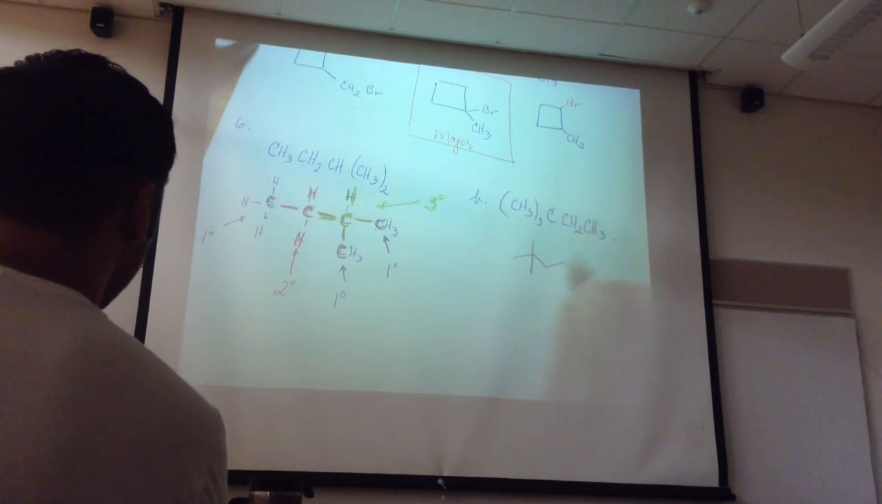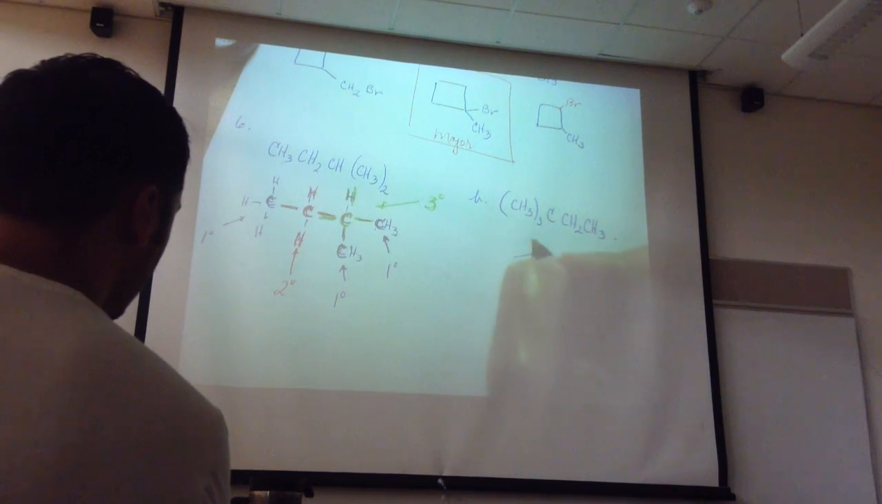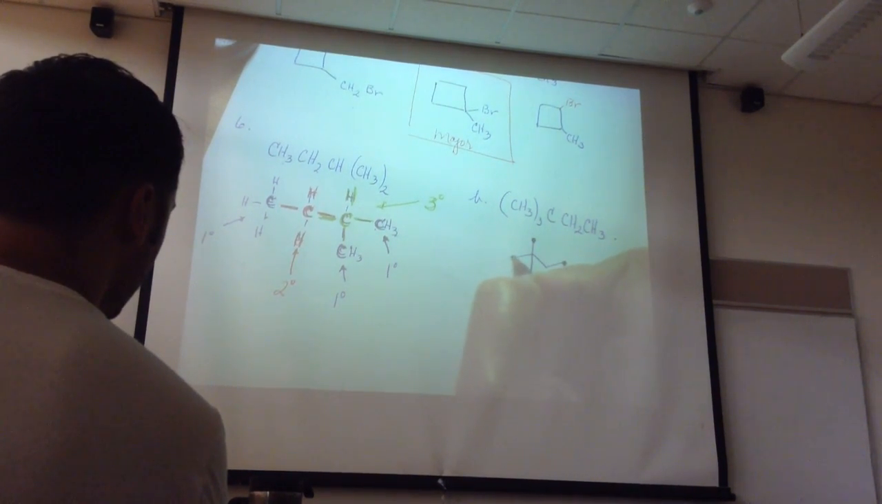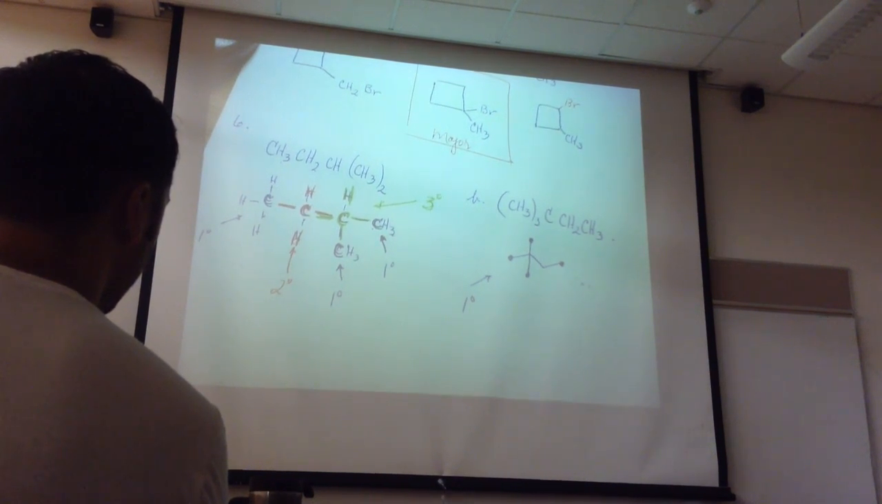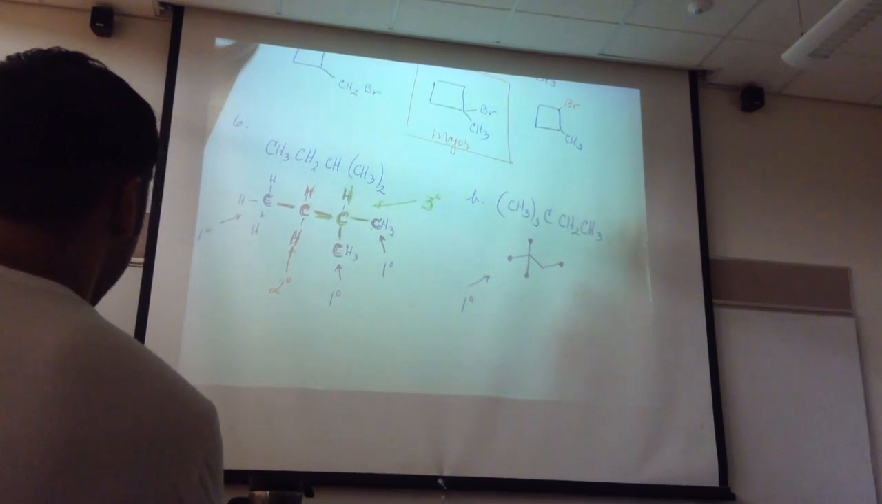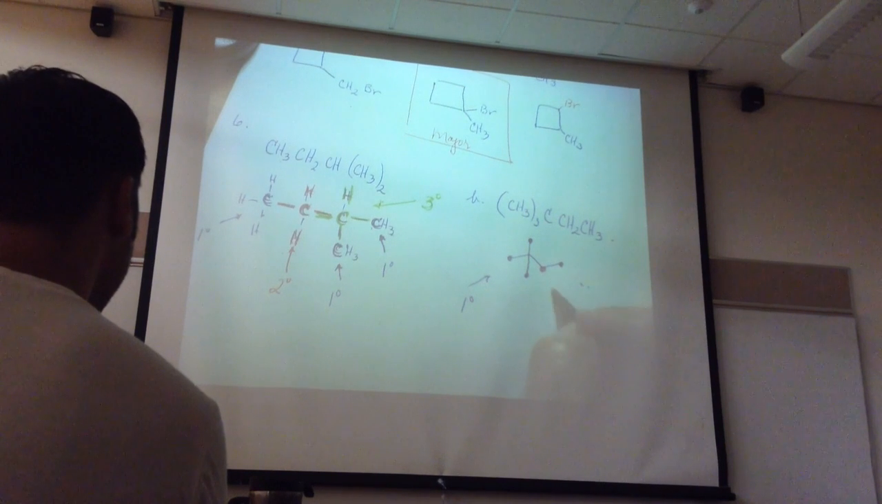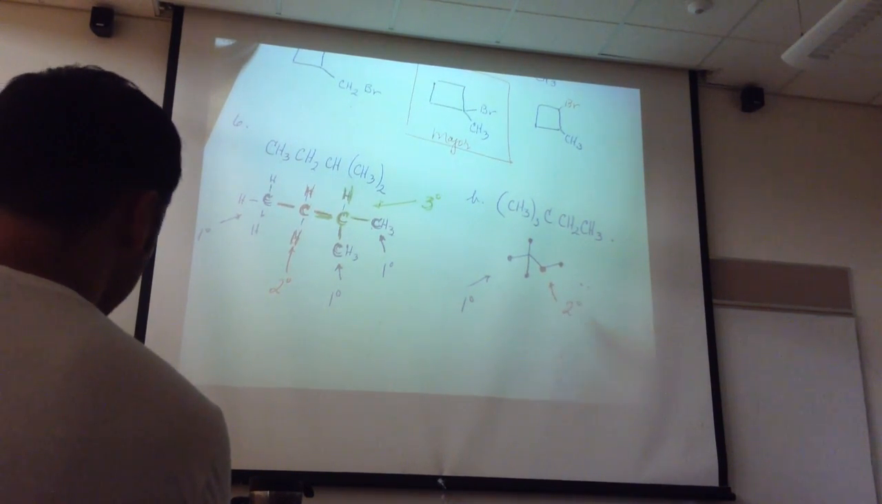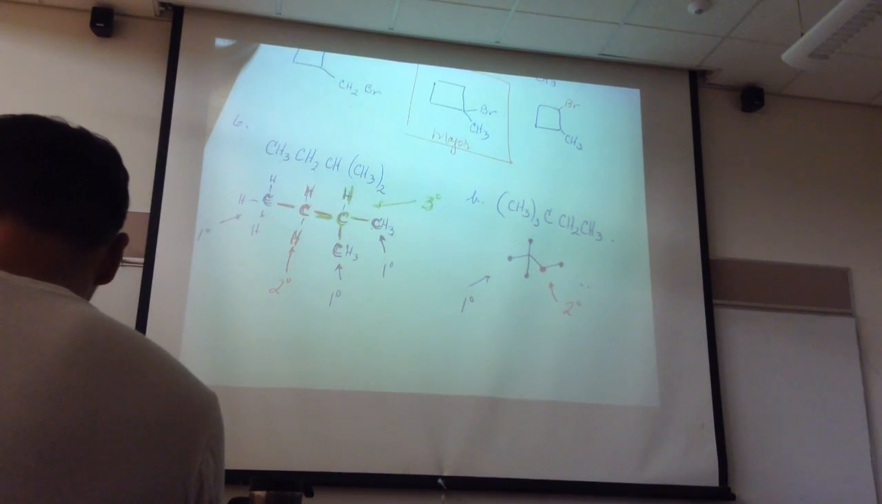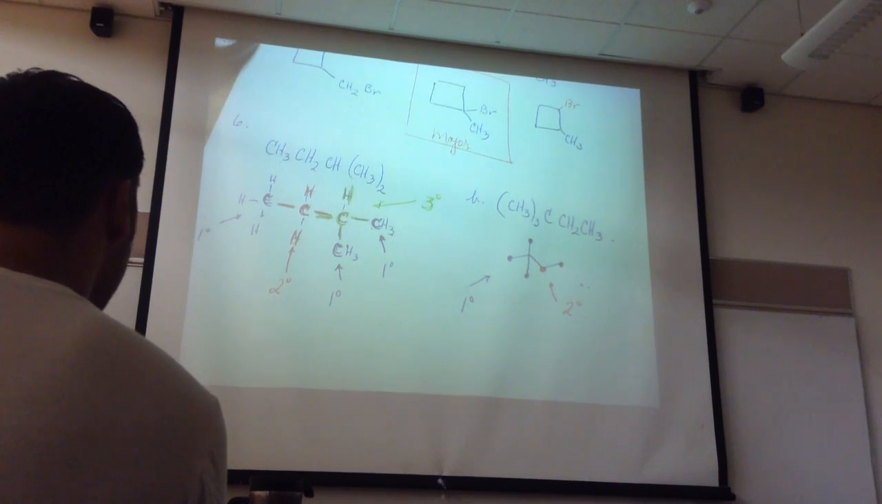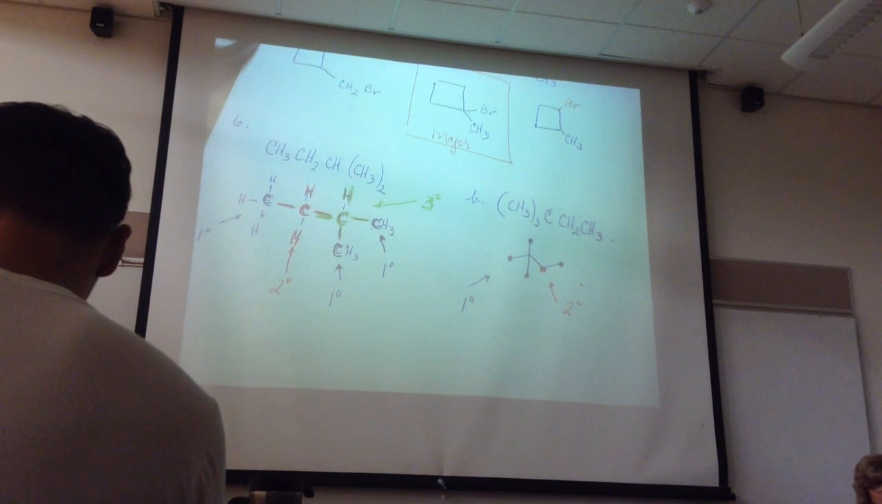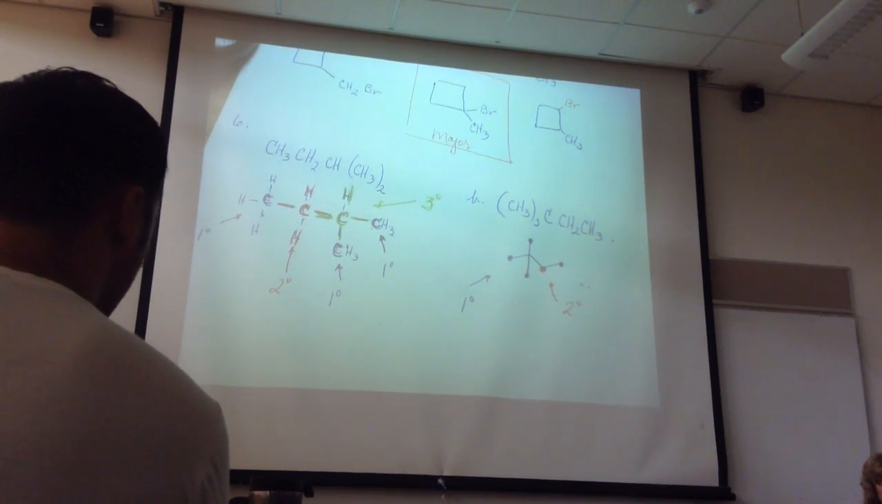There are all these guys out here that are primaries, these blue dots. They're all primary hydrogens, all of them. And then the red dot here is a secondary carbon with secondary hydrogens on it. There is a third type of carbon, but that wasn't the question. So we're adding another layer.